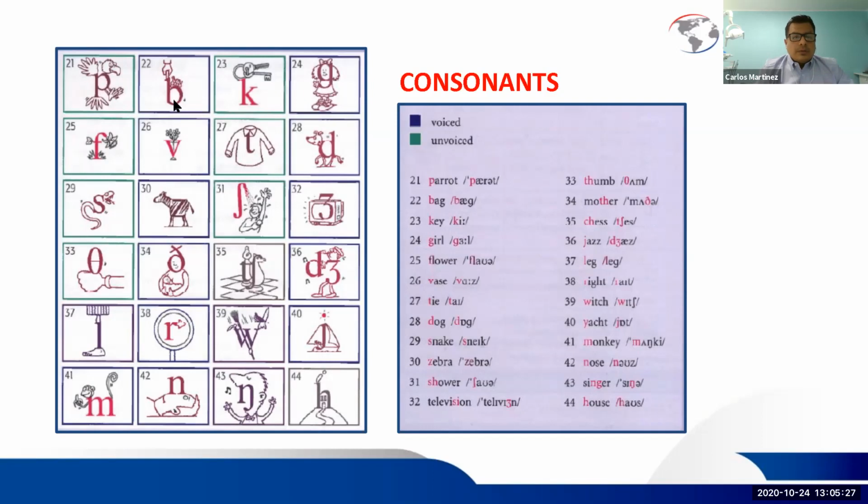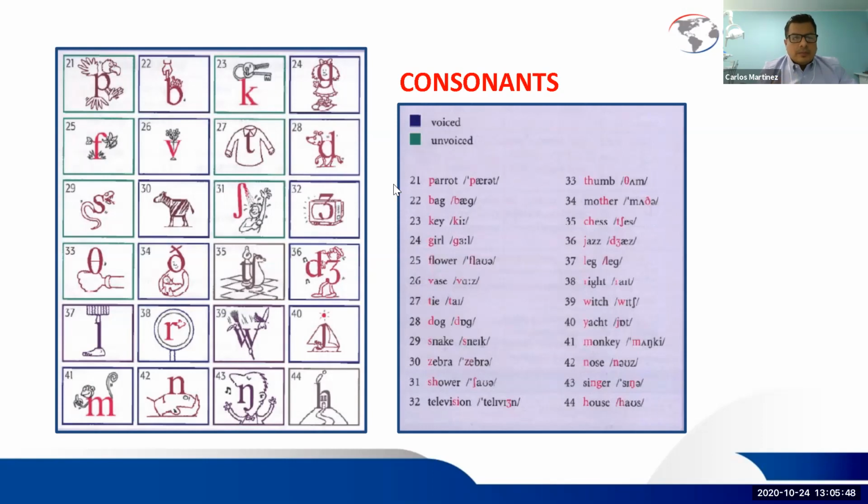So in number 21, we have the p, like in parrot. Here you have the symbol. This is the word, these are the letters, and these are the phonetic symbols, and these are the phonemes. Each symbol represents a phoneme, a sound. So we have parrot. Then we have b, like a bag.